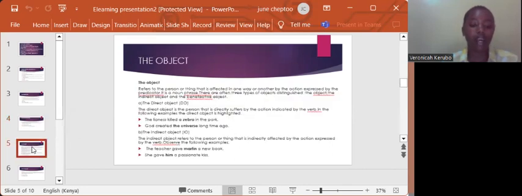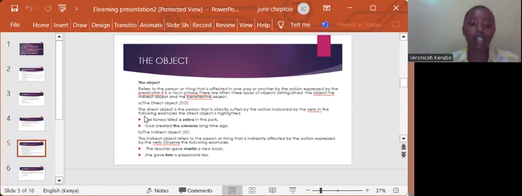Another element in a sentence is the object. The object refers to the person or thing that is affected in one way or another by the action expressed by the predicator. It is a noun phrase. There are often three types of objects distinguished. The first one is the direct object, and the second one is the indirect object, also called the benefactor object. We'll start by looking at the direct object.